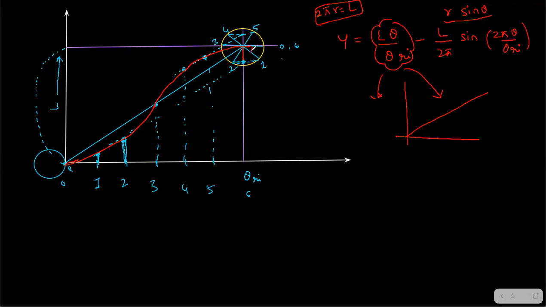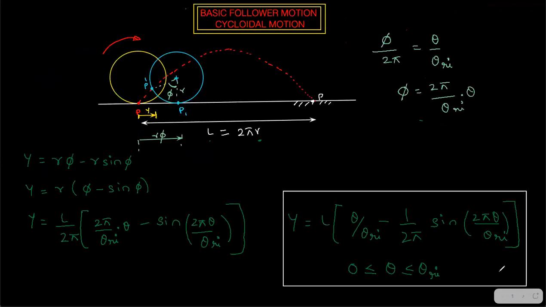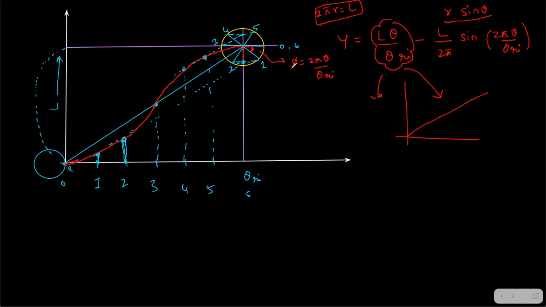So this is the angle turned, right? So suppose from 0 to 1, this is the angle. And what is the angle? 2 pi theta by theta Ri. Actually, it is phi angle, right? Phi is equal to 2 pi theta by theta Ri. We have already derived this in the previous video, right? So this is phi angle, okay? That is the phi angle, sorry.